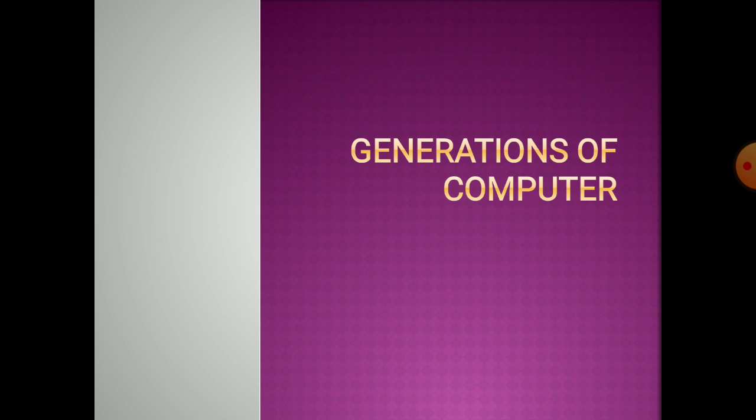The question can be to explain the generations of computer, then you have to explain all the 5 generations of your computer, or else they will tell you to explain any 2 or 3 of your generations. If any other question has been asked for 5 marks, then they may ask any one generation explanation for maybe 3 marks or 2 marks.